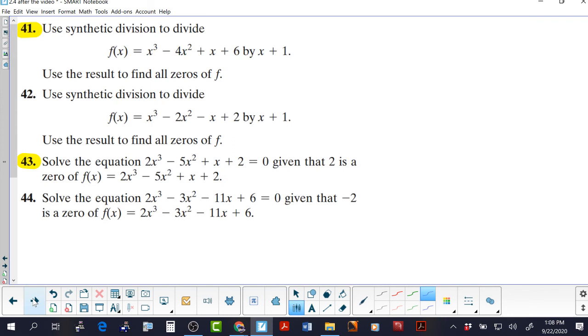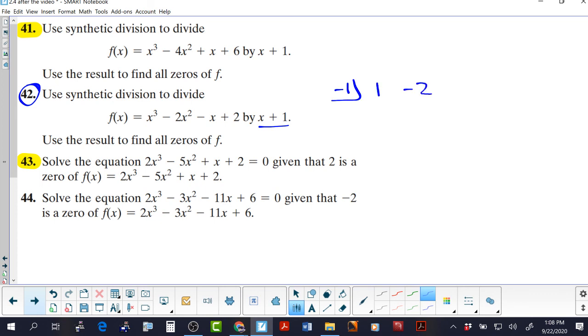Use synthetic division to divide. Use the result to find all zeros of f. Solve the equation. Let's just do number 42. Use synthetic division to divide. Use the result to find all zeros. Let's plug -1 in the box.